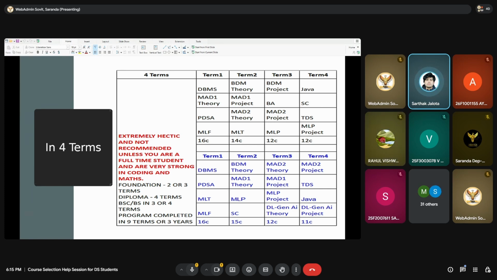Now, BDM project is where things get interesting. BDM project, does anyone know about the BDM project, or is anyone planning to take BDM project here? Anyone? No. Okay. So the problem with BDM project and taking it together with BDM theory is that BDM project is based on real life business. So it will test your Excel skills. It will test how you frame your proposals for the BDM team.